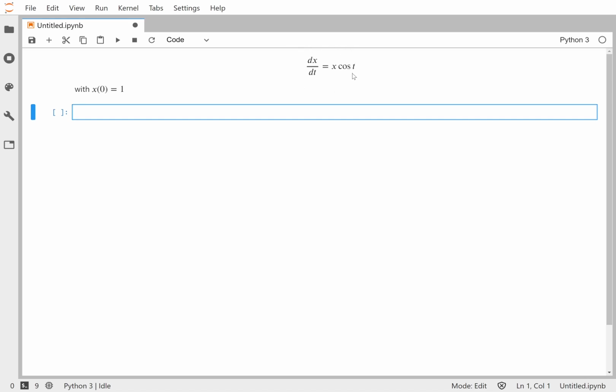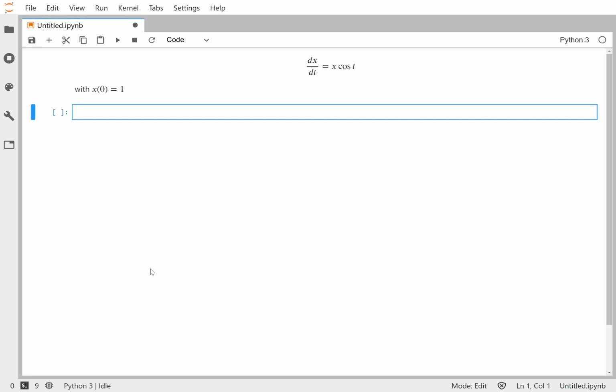dx/dt equals x cosine t. We're going to do the same initial conditions: x at time 0 equals 1. And we're going to use the same step size, which was pi on 10. And I want to show you that this method's a lot more accurate than Euler's method.